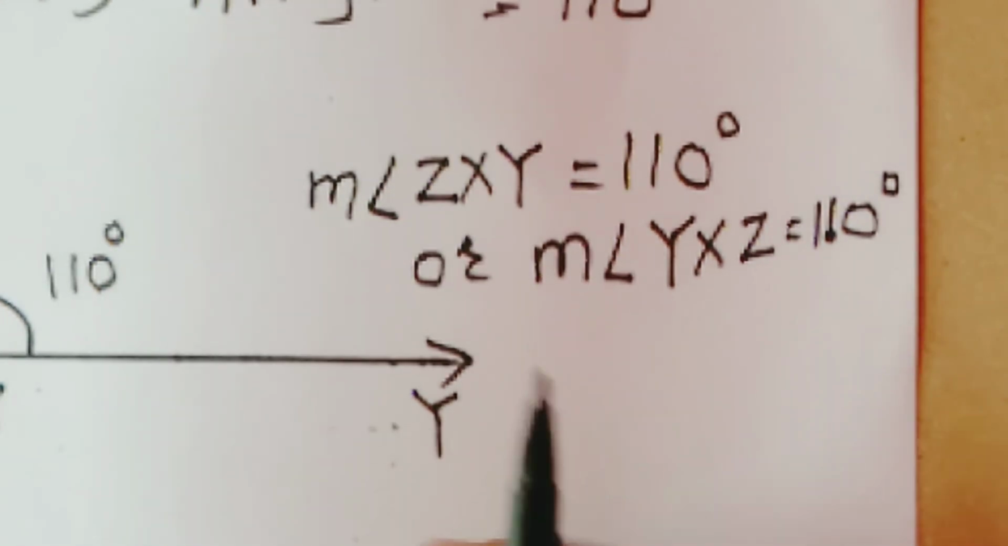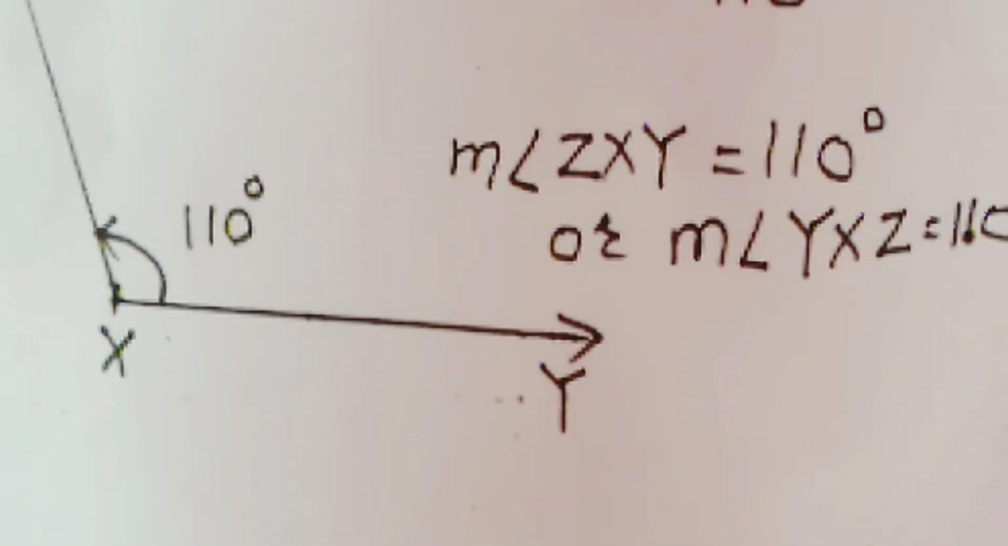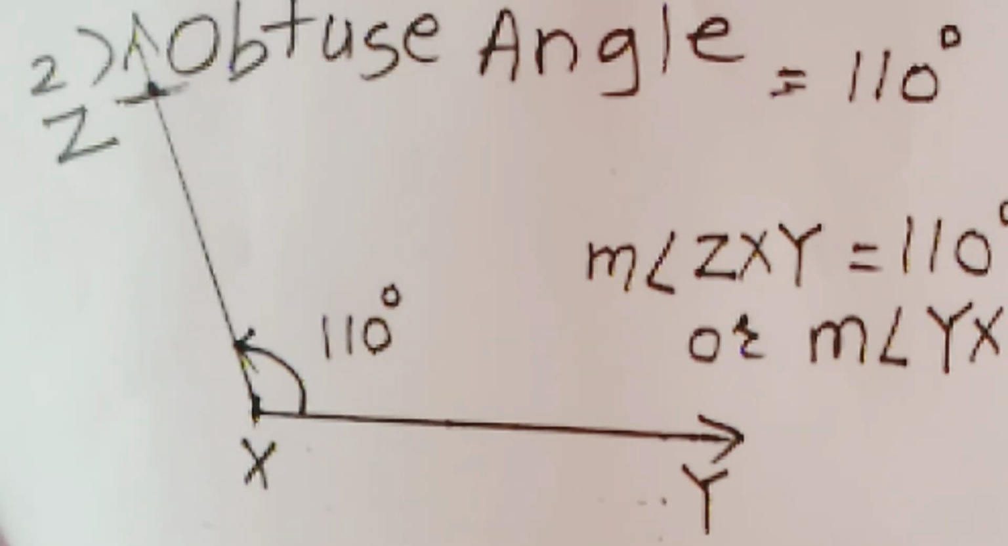So students, you have to draw 5 different acute angles of different measurements and 5 different obtuse angles of different measurements. We will see the next point in the next video. Thank you.